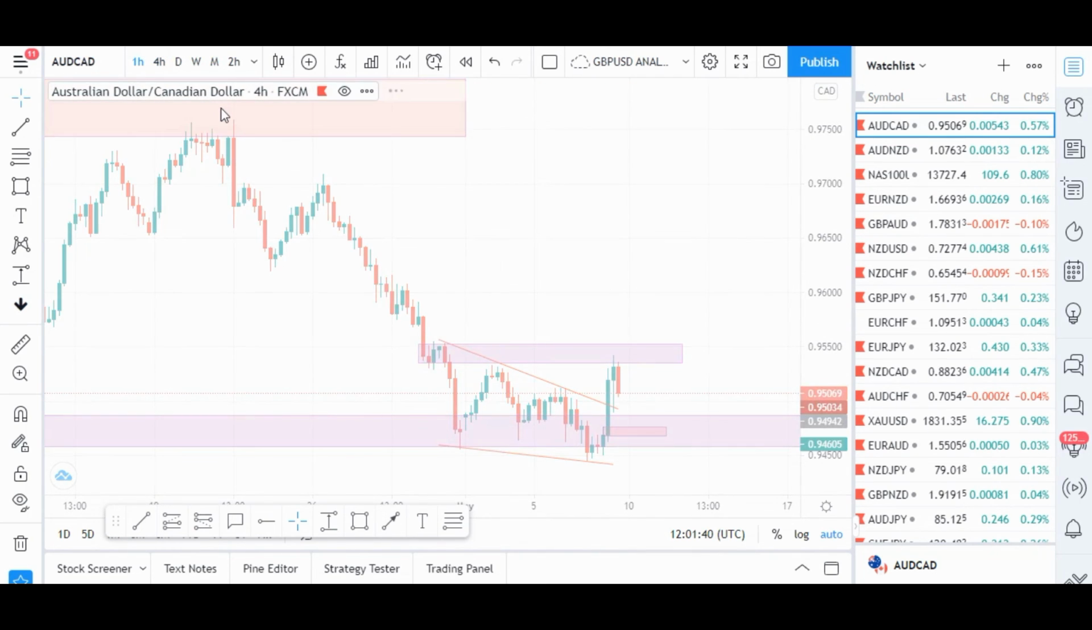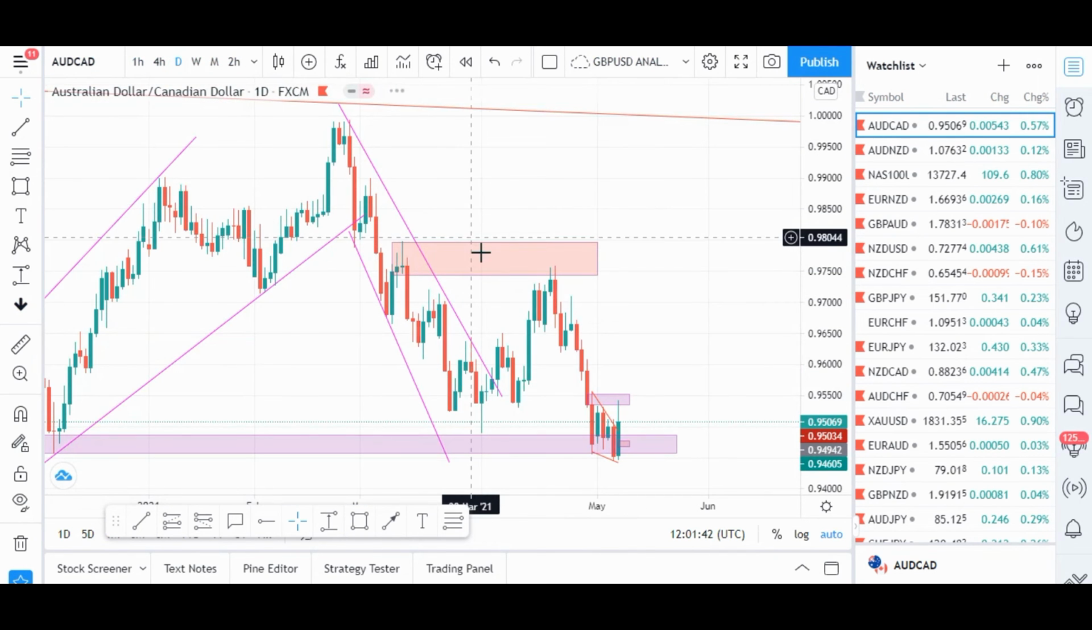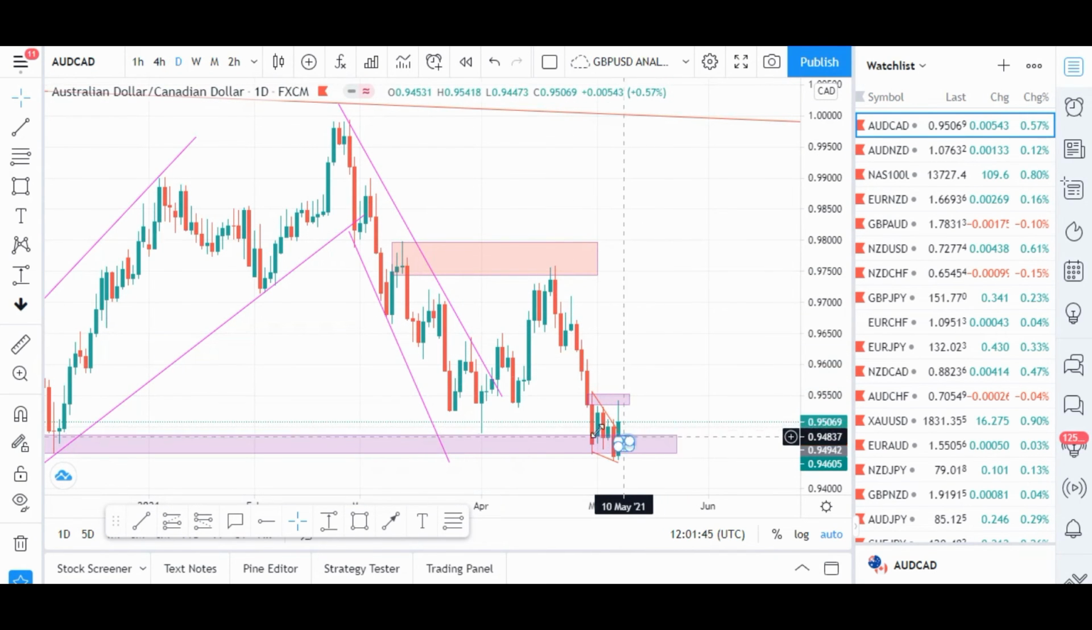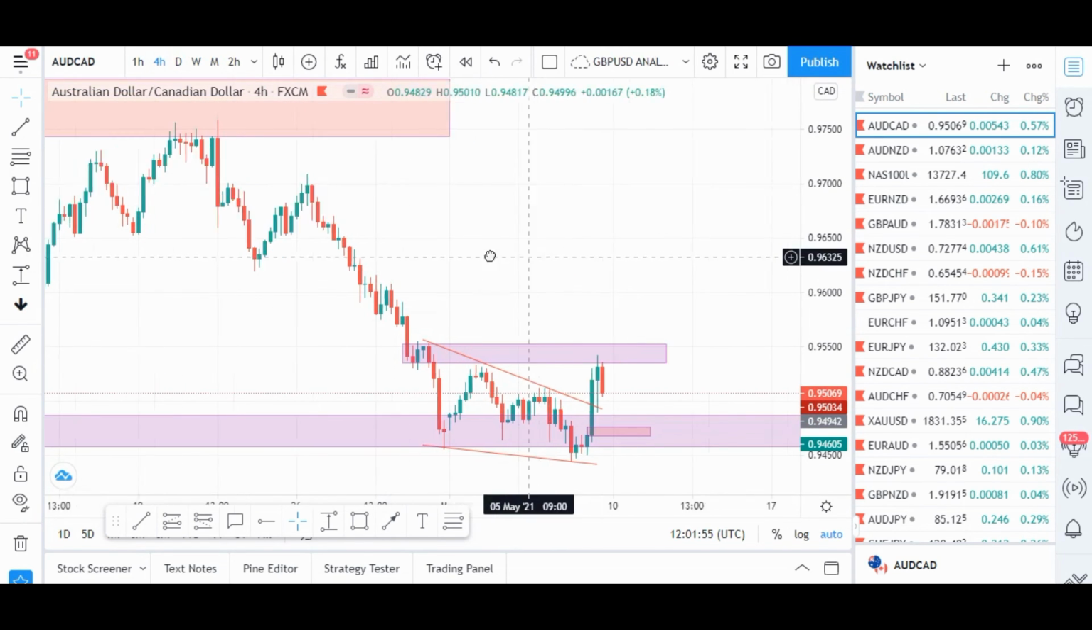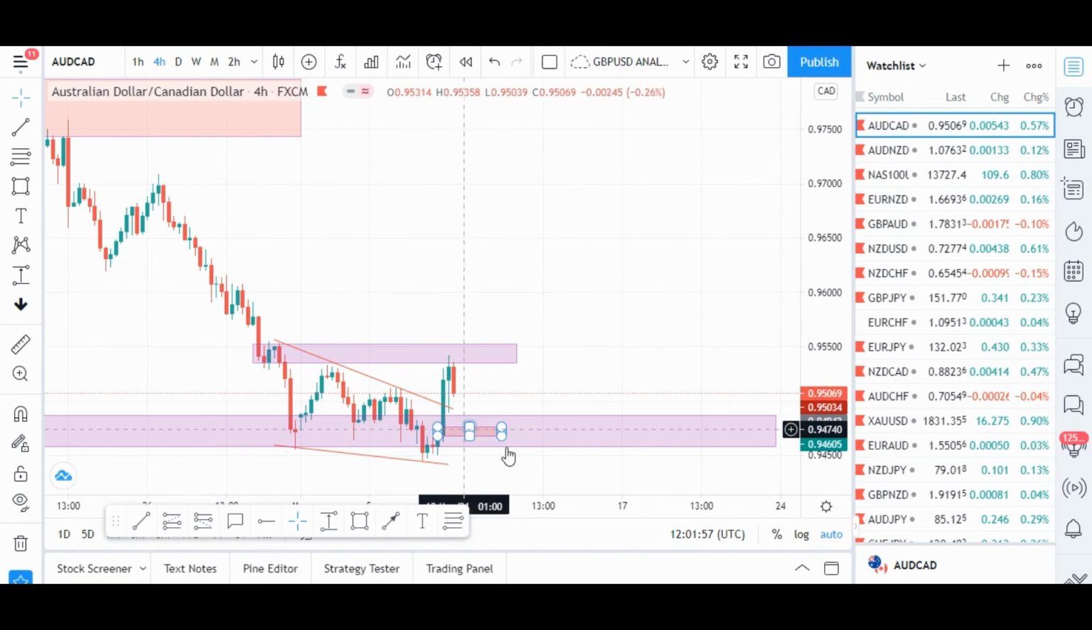Now I'm still expecting more move to the upside from this pair AUDCAD. I'm expecting more buys for this week rather than sells. So as you can see, we broke out of this trend line that we have here, and we see the market bounced off this area of resistance and is doing a pullback.